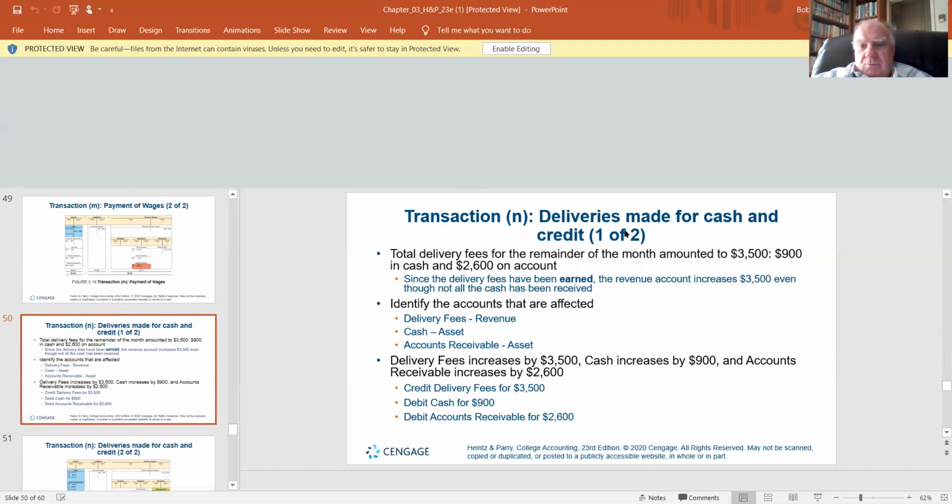Delivery. Now we delivered some more pizzas. We went back to all these schools and we had a nice month, huh? In the last, say, week of the month, we delivered $3,500 worth of pizza. That's revenue. Because we don't care when we get paid, we care when we delivered the pizza. We are going to credit delivery fees, $3,500. That will be an increase in the delivery fees.